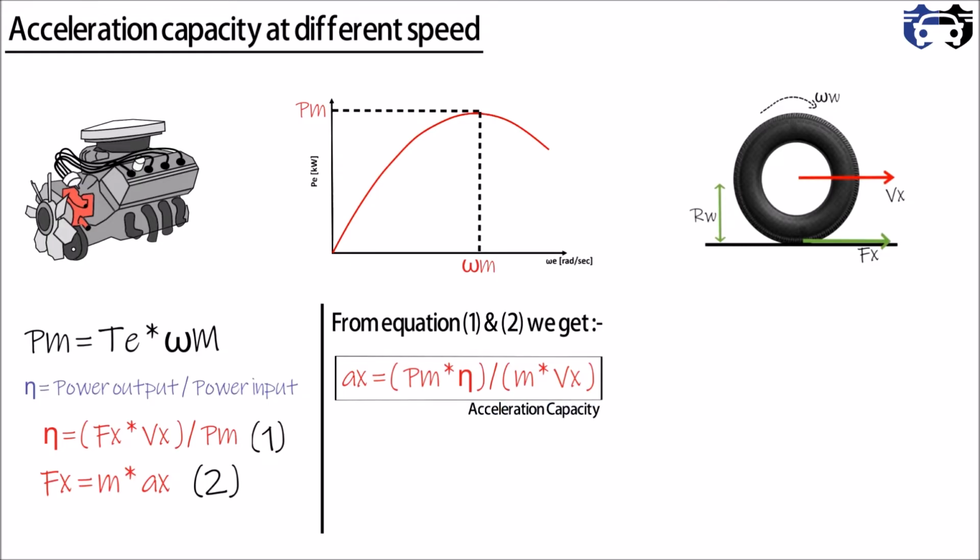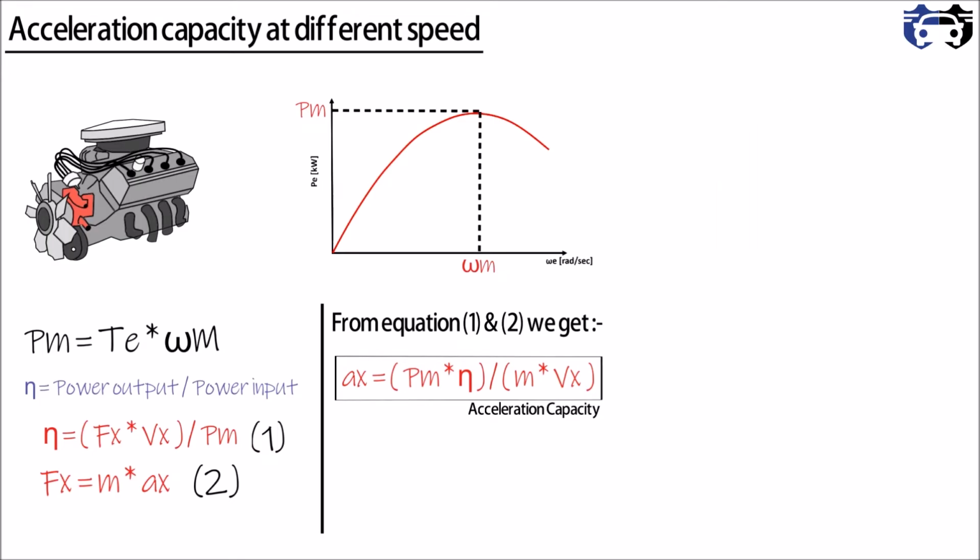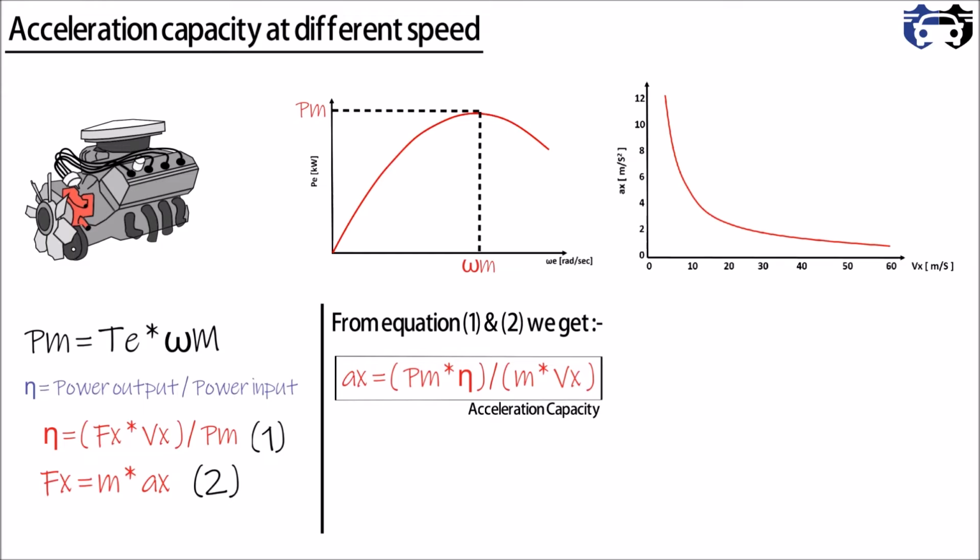You can see that the acceleration is inversely proportional to velocity. So we will have the curve of acceleration versus velocity like this. The acceleration capacity decreases with increasing velocity.